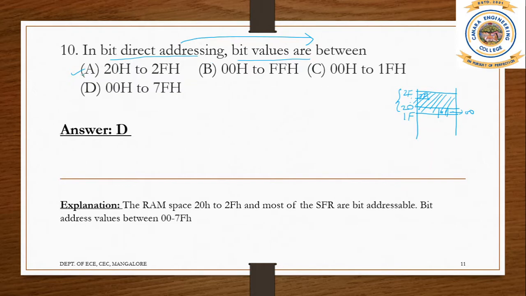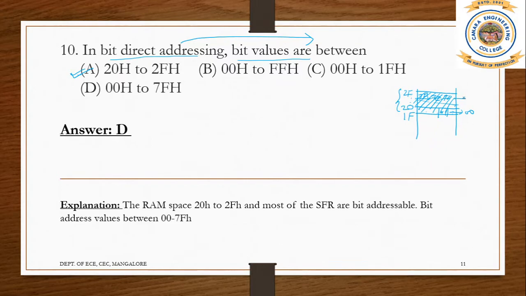You should not jump to the conclusion that the answer is A. Bit addressable area: they did not ask you about the bit addressable area of internal RAM. They asked you, in the bit addressing area, what are the bit values? So bit values are 00, then 01, then 02, then 03, this way. Up to 2F, if you count, you will get 7F. So this is 7F, this will be 7E, this will be 7D, that way.